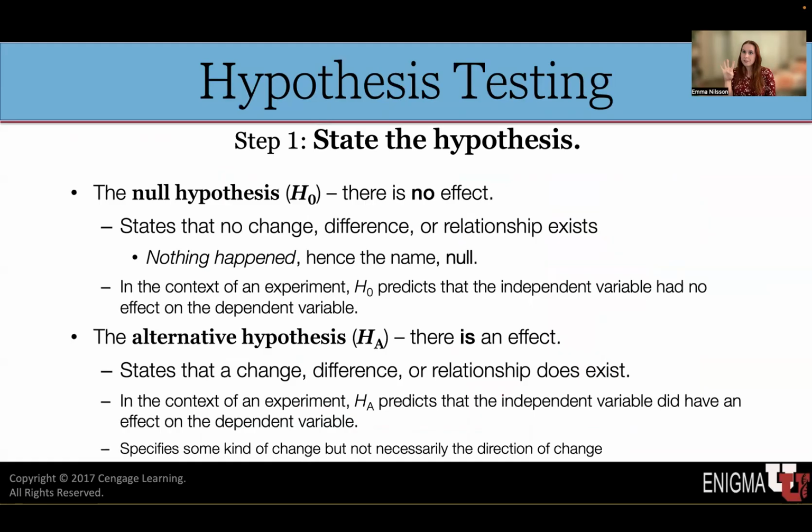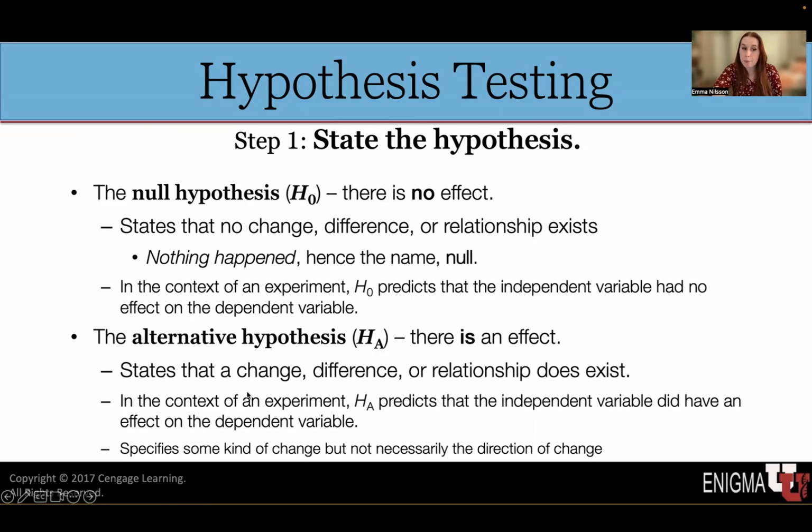There are going to be 4 specific steps that we're going to do for the one sample hypothesis test. The first step is to state our hypothesis. And there are 2 types of hypotheses that we generally state in hypothesis testing. The first and most important of the 2 hypotheses is called the null hypothesis. The null hypothesis is going to state that the treatment had no effect. There was no change, there was no difference, there was no relationship that exists. Nothing happened, hence the name null. In the context of an experiment, the null hypothesis predicts that the independent variable had no effect on the dependent variable.